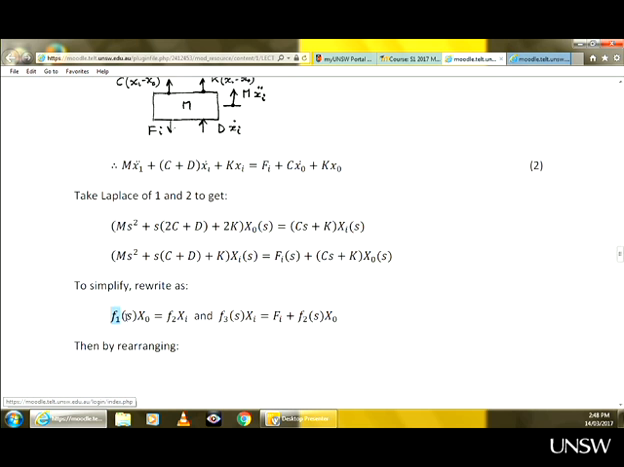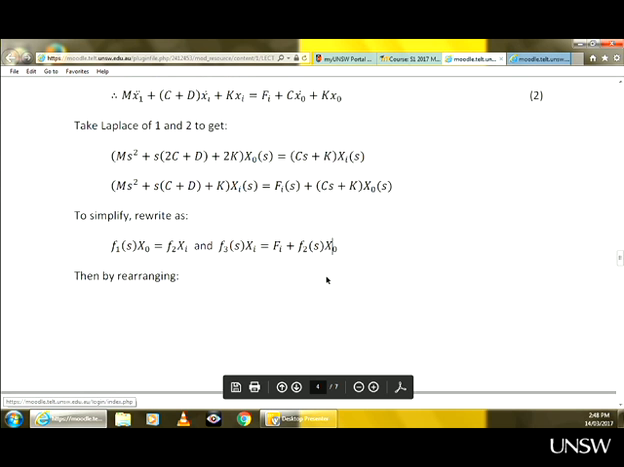Again, to keep the process simpler, we can rewrite equations as F1 Xo equals F2 Xi. Over here, you have F3 Xi equals Fi plus F2 Xo. If you notice, this is the same as this. And now, once again, you want to get rid of Xi. So eliminate Xi between these two.